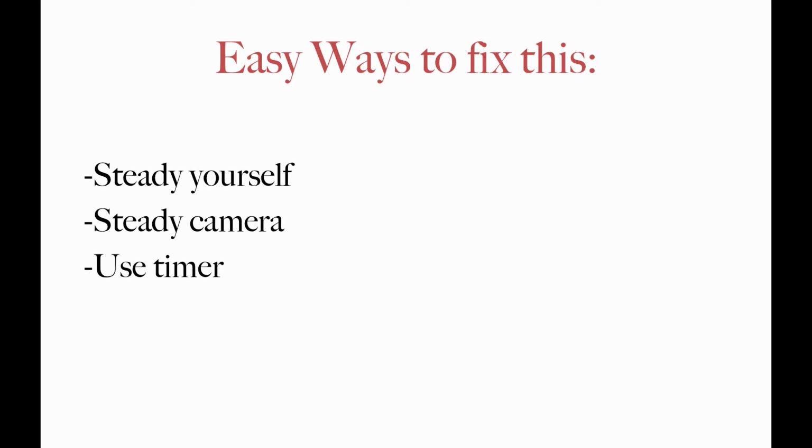There's very easy ways to fix this. You can steady yourself, maybe rest up against a wall or a table as you take the picture so that your arms are steady. You can also steady the camera, perhaps on a tripod. And you could do both of these things. For example, use a tripod and then set a timer. So the timer would go off and you wouldn't be shaking the camera as you were pushing the button down.